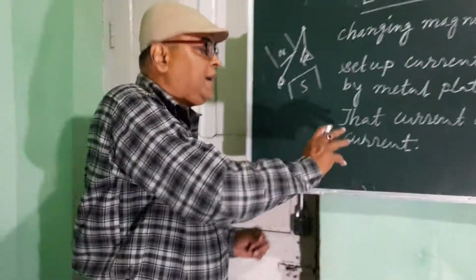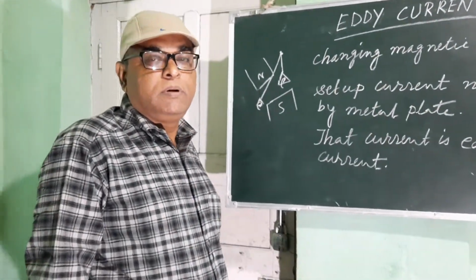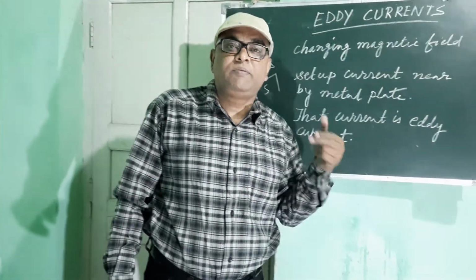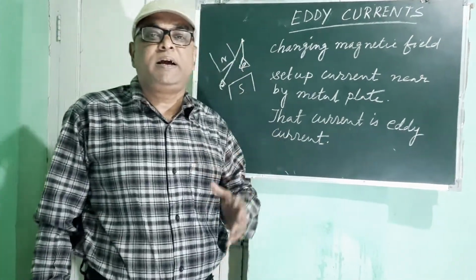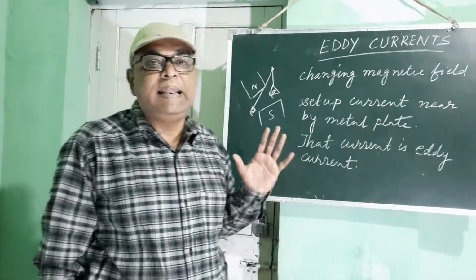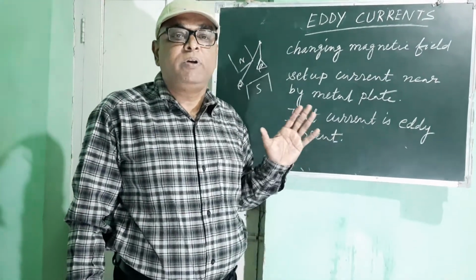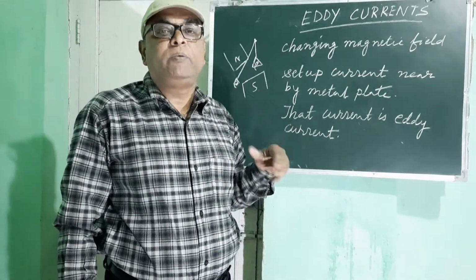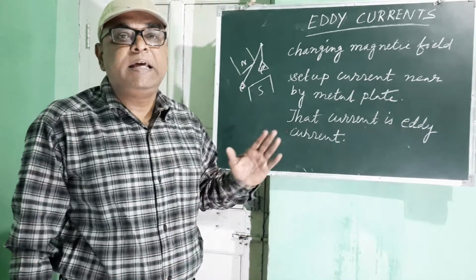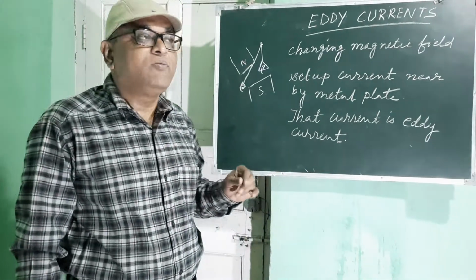Now, the eddy current is undesirable. It is not required, but it is produced anyway. How to minimize the eddy current? Eddy current can be minimized by using lacquer or varnish. When we use varnish, a good insulator is used, and with that the eddy current will be minimized.